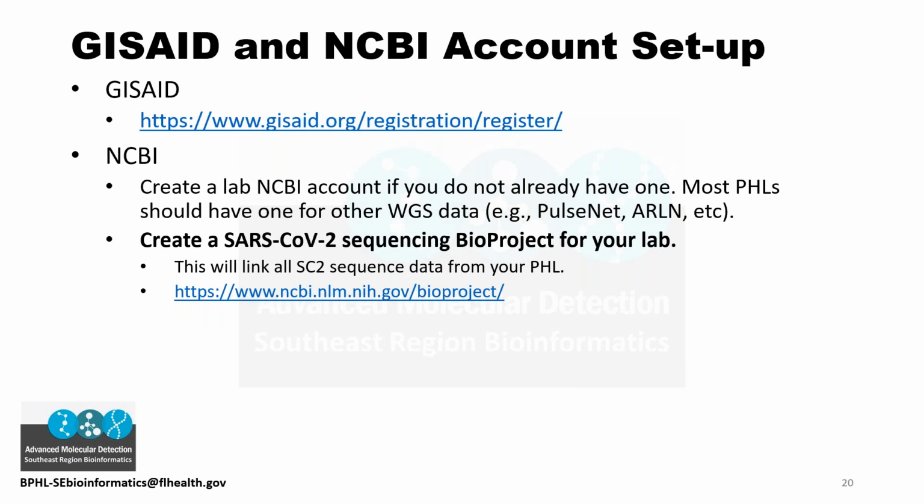Prior to doing any submissions, you need to make sure that you have accounts for each database. For GISAID, I've included the link here. If you don't have an account yet, go to this link, follow their setup instructions, and you'll be able to get an account and make sure that you're able to submit data. For NCBI, your lab should already have an NCBI account from submitting data for PulseNet, so you're all set. If you don't, go ahead and make one.